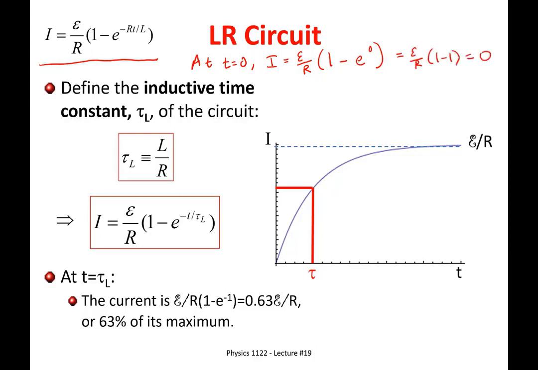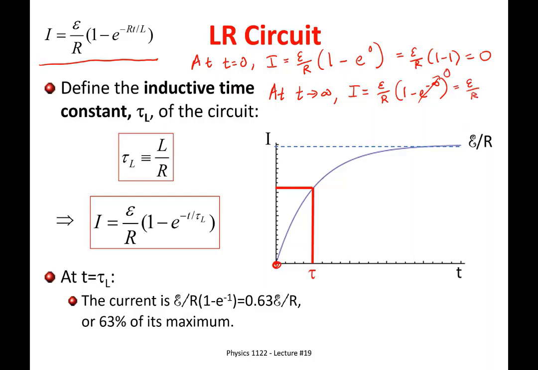And so when we first throw the switch, we see no current flowing in the circuit, and asymptotically, as t goes to infinity, then we can get a picture of where the current is headed. We'll have 1 minus e to the negative infinity, and that's 0. And so this will give us just E over R.